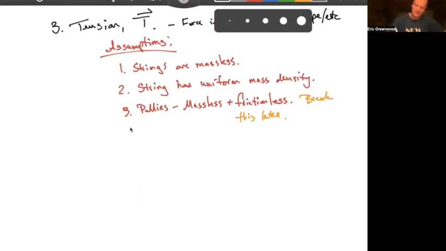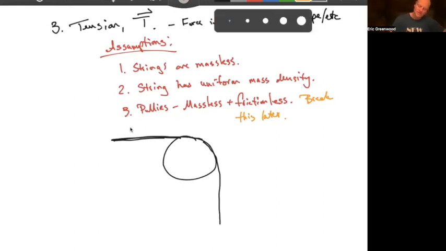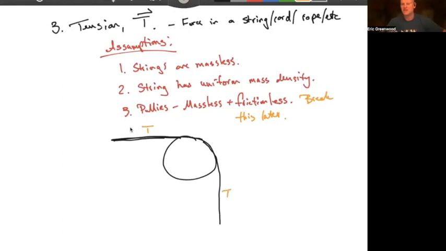So this means that if this was my pulley, and if I had a string rolling across it so that my string did something like this, and then wraps around and then comes down through the other side, what this ultimately means is that the tension in this portion of the string is exactly the same as the tension in this portion of the string, because it is massless and frictionless. It's just the same, okay?